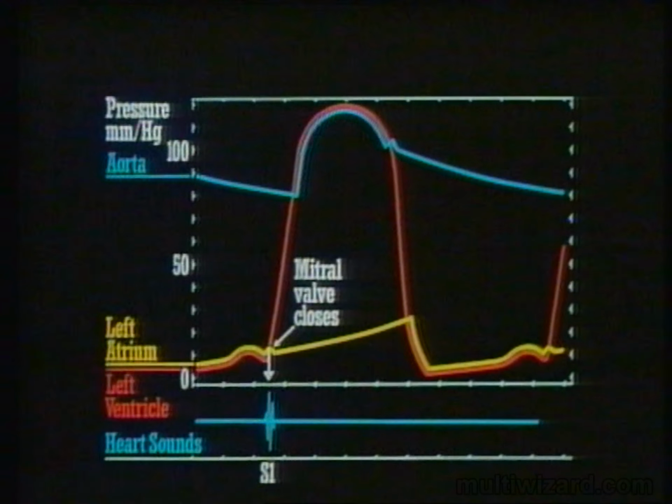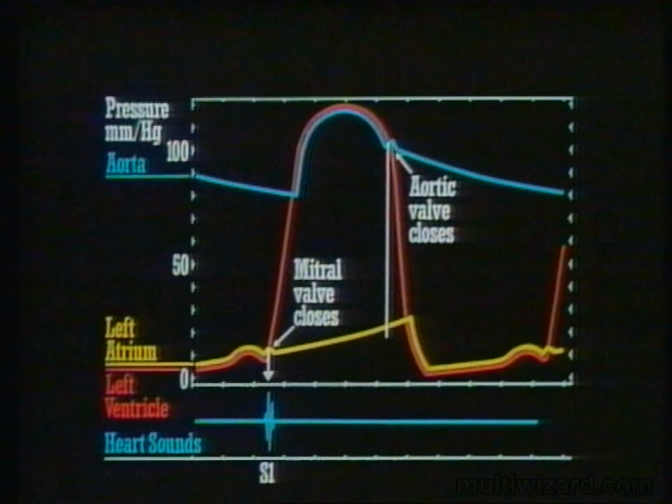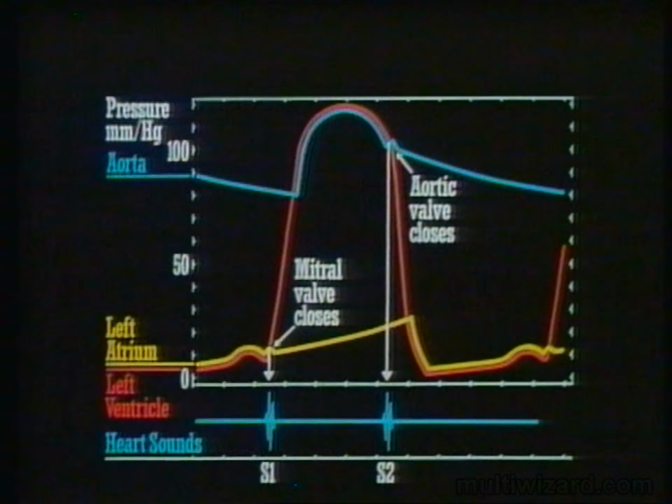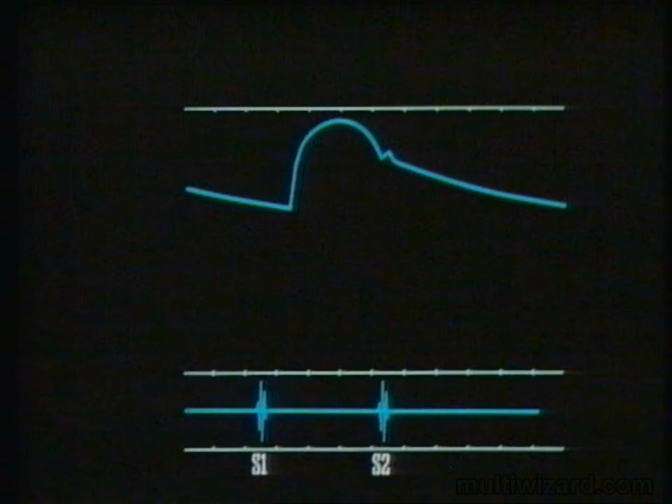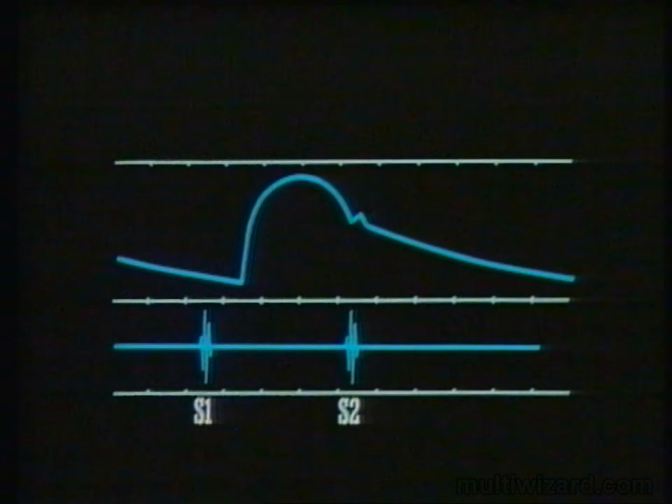The second heart sound occurs when the aortic valve closes at the completion of the ejection period and indicates the end of systole. The first heart sound therefore occurs just before the upstroke of the carotid arterial pulse, and the second sound just after it.